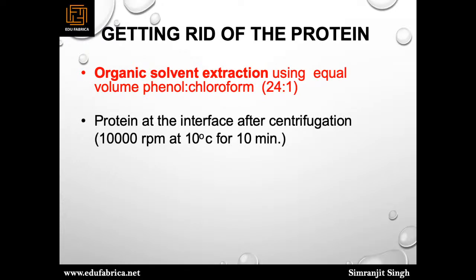In order to get rid of the protein, you do an organic solvent extraction in which you have phenol to chloroform at a 24:1 ratio. The protein stays at the interface after centrifugation. You have to run at 10,000 RPM at 10 degrees Celsius for 10 minutes.